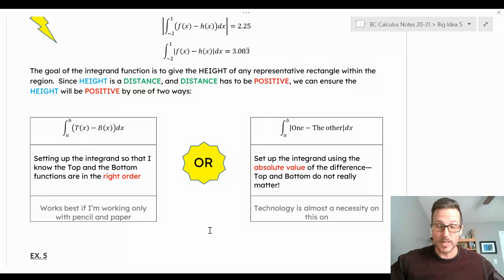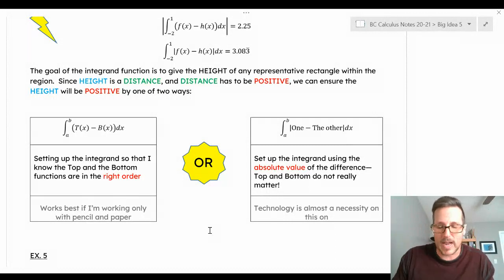And then I have to integrate that absolute value. So two options here: make sure that it's top and bottom and set it up in that right way, or hit that difference with an absolute value and then integrate, and then you know you're going to get it right. So I've kind of given you an idea of how to do it two different ways, but maybe one way is better than the other. If you're just pencil and paper, I would suggest the top minus bottom, making sure you do it right.